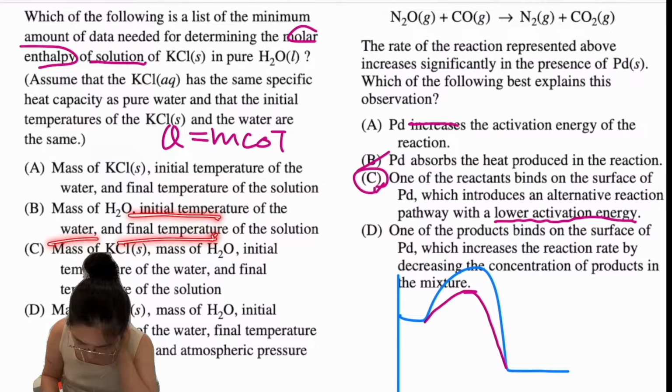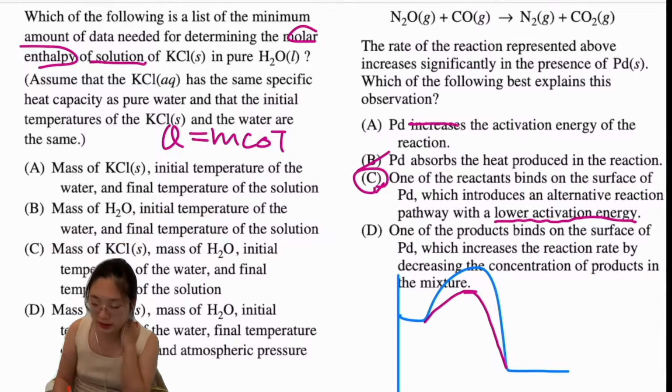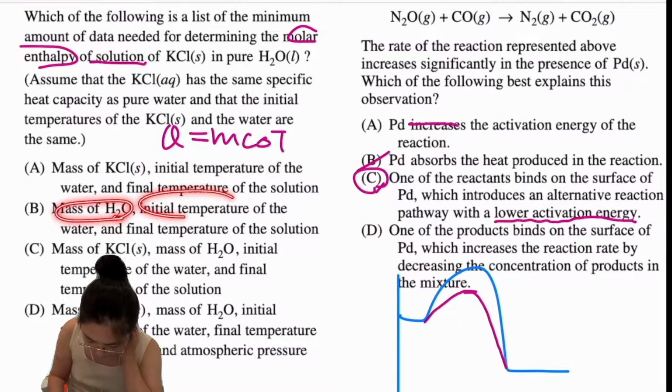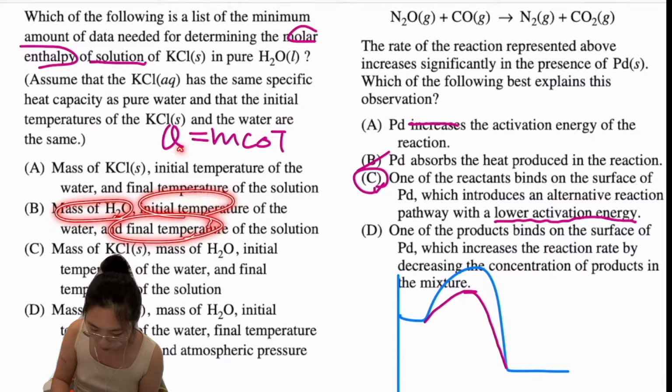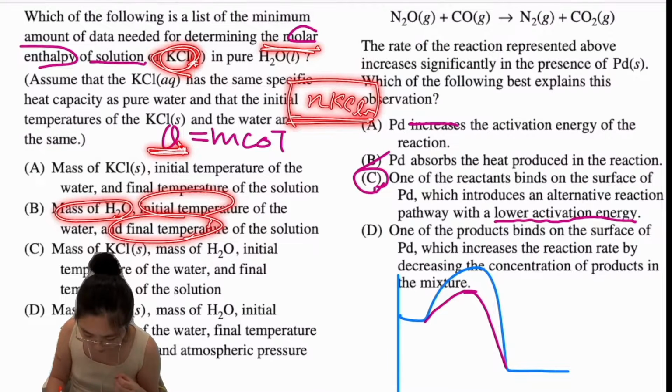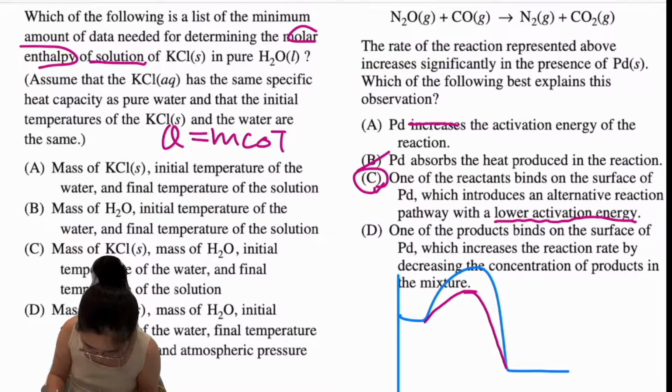And then for the molar enthalpy, if we want to know the molar enthalpy, just by having these three, 1, 2, 3, I can calculate the amount of heat released by water. And then I can calculate the enthalpy change for this amount of potassium chloride solution. But if I want to know the molar enthalpy, then I need to know the number of moles of the potassium chloride. To calculate the number of moles, I need to know the mass of the potassium chloride as well. So the answer should be C.